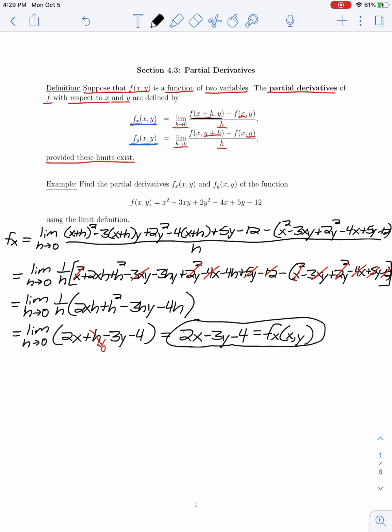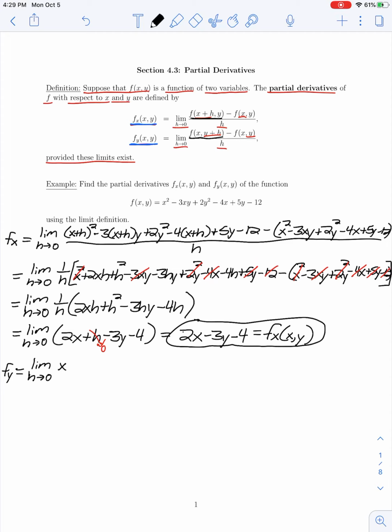Now similarly, to find the partial derivative of f with respect to y, we would be looking at the limit as h approaches 0 of f of x, y plus h minus f of x, y, all over h. So for the first part of my numerator, I'm taking the function and evaluating at x, y plus h. So that means everywhere I had a y, I'm replacing it with y plus h.